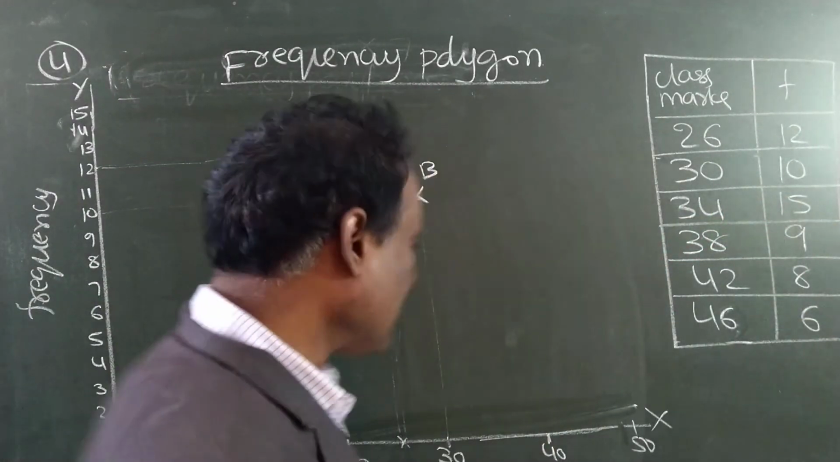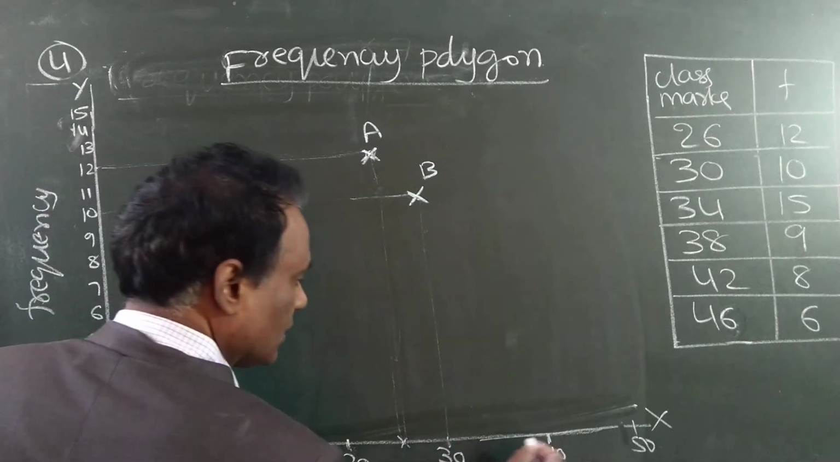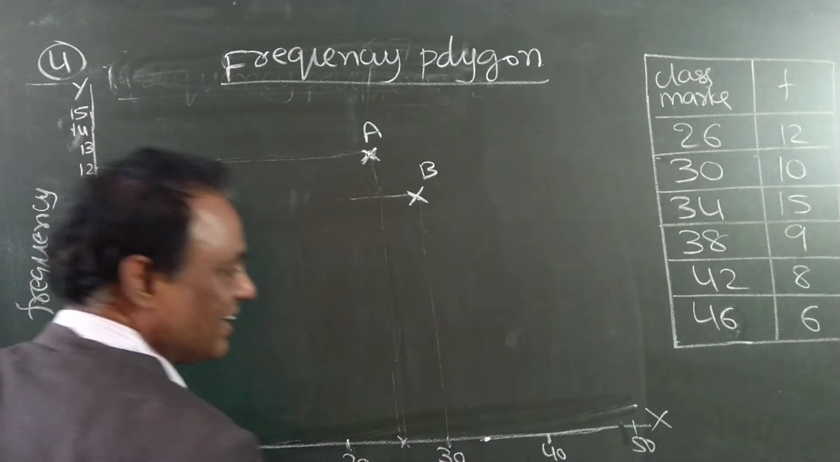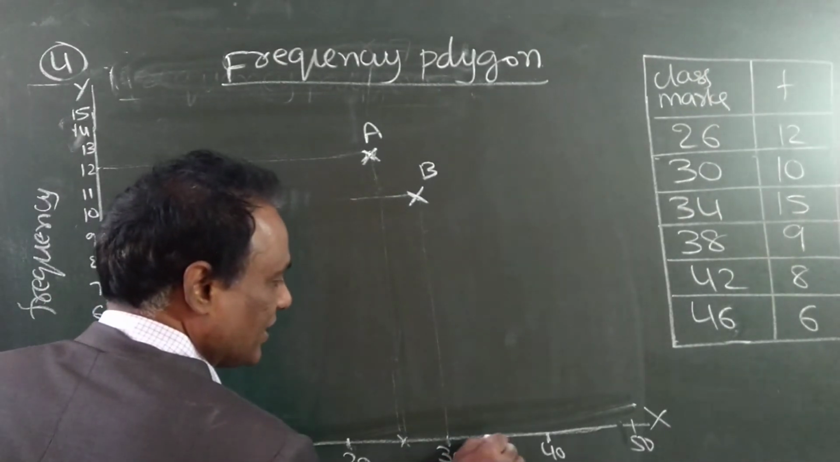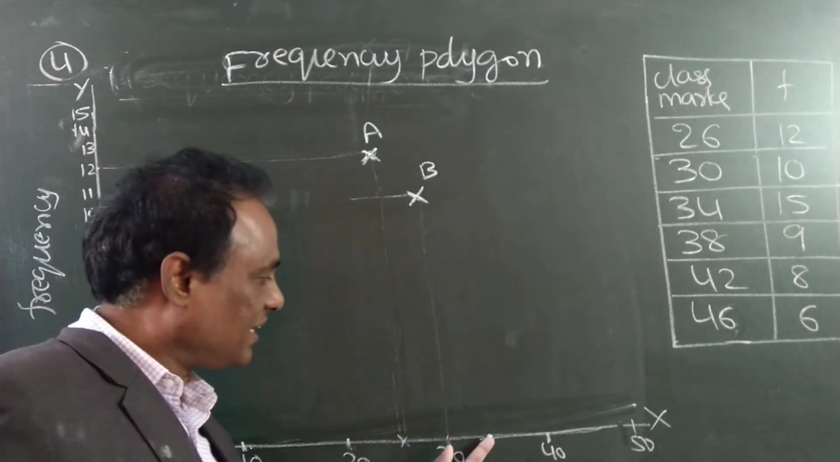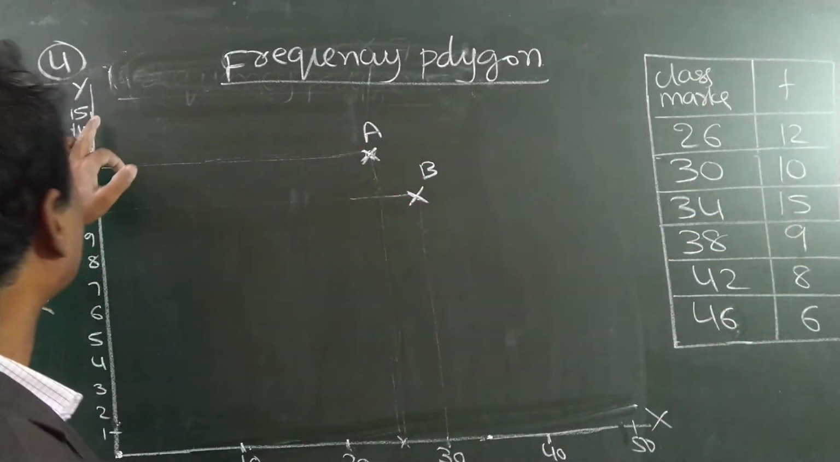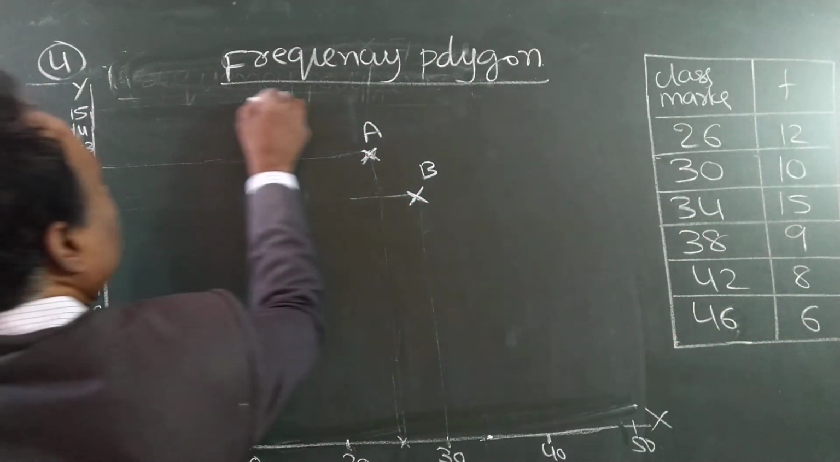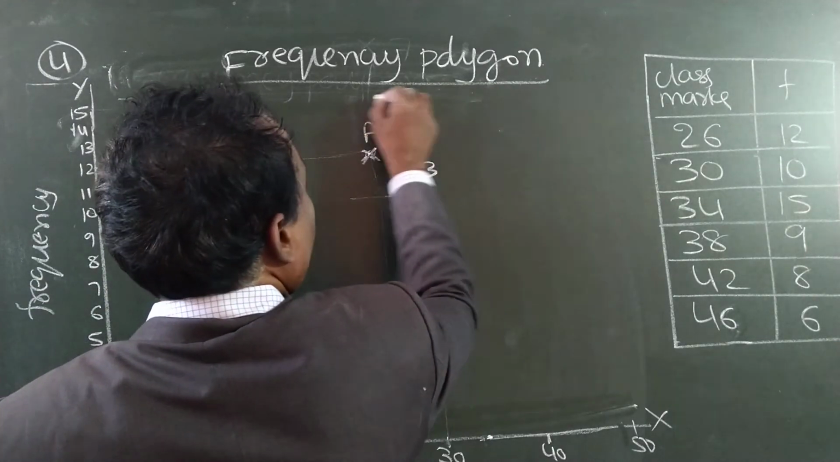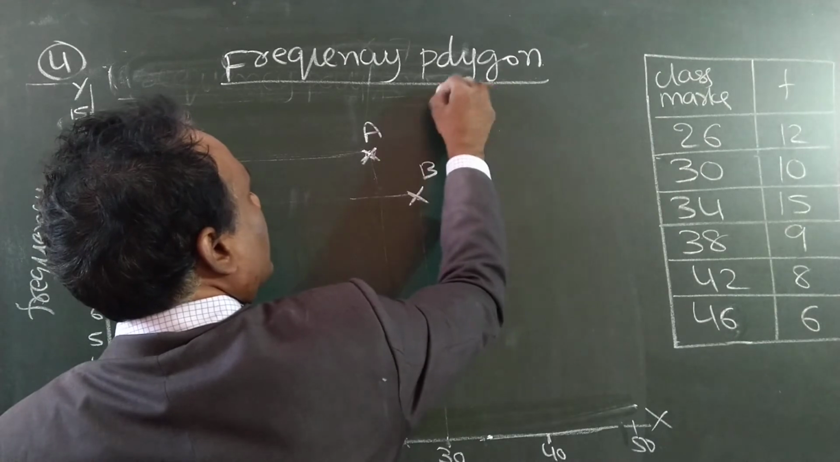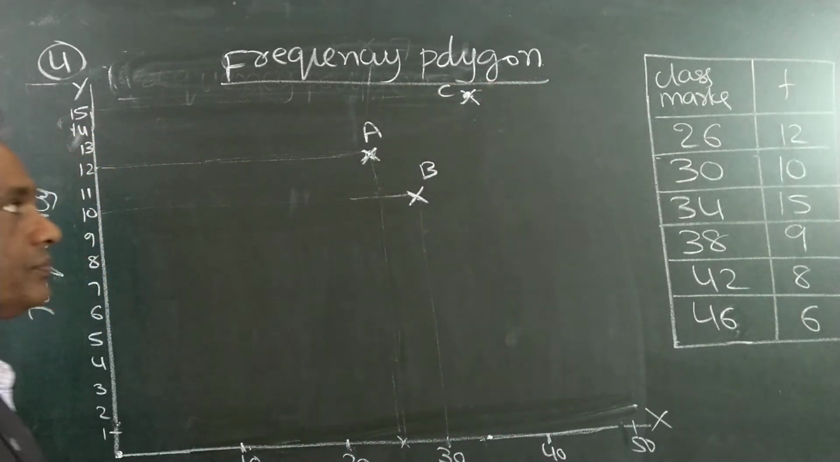34, 15. 34 is after 30, count 4 boxes. 34 is here between 30 and 40. 34, 15. 15 is here, students. This is the third point.